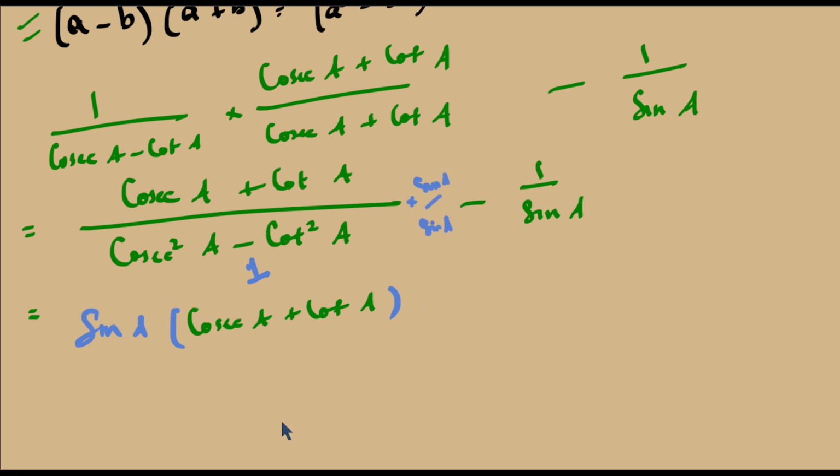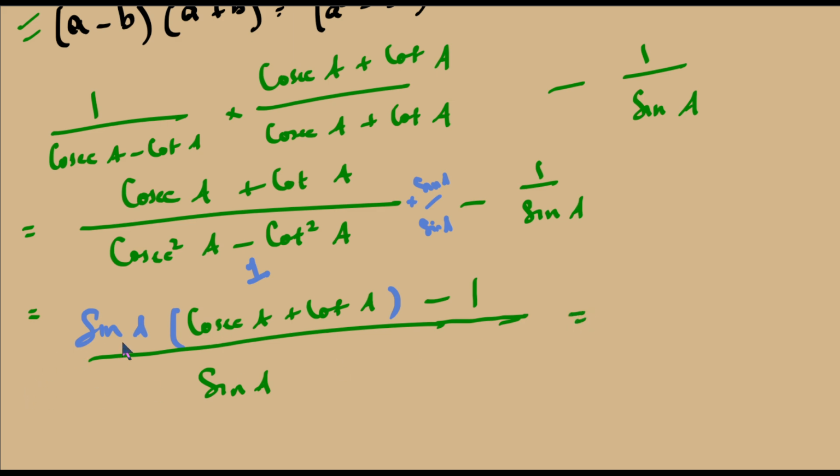Multiplied this by sine A by sine A. So this denominator would be sine A minus 1 by sine A, and now of course we can write it together because the denominators are the same. So let me extend this and write minus 1, right?